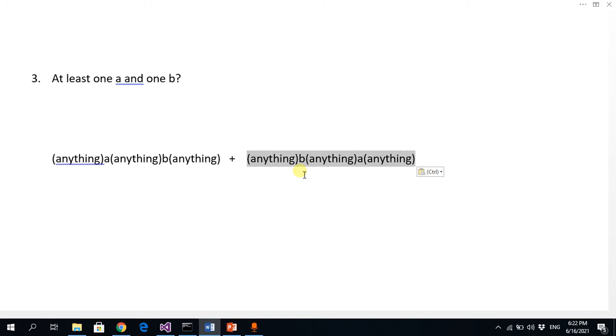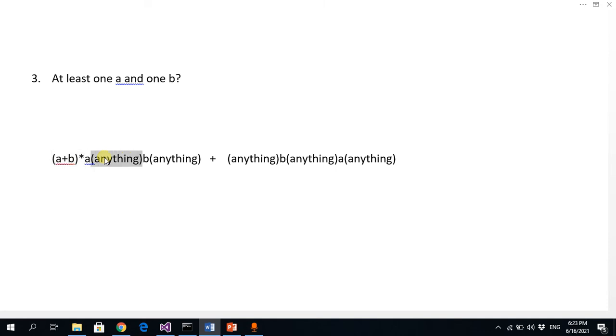So you will have your regular expression like this. Either you will have this pattern or you will have this pattern, and in this pattern B is following A and here A is following B. So like earlier, you can replace the anything with, as you know, (a+b)*. So this is the regular expression for this scenario.